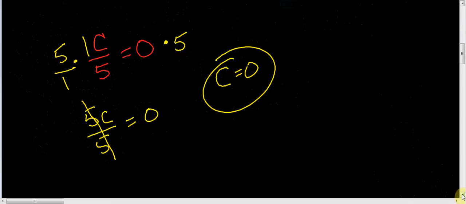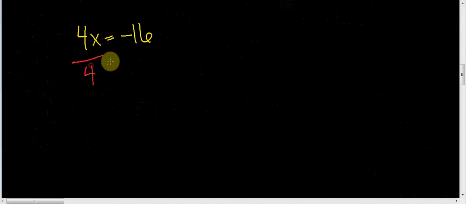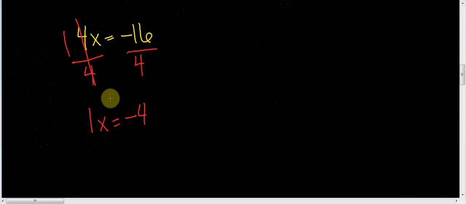Alright, so we're going to take a look at a couple problems now where I am dividing to solve the equation. So the first equation I want to look at is 4x is equal to negative 16. In this case, I'm multiplying 4 and my variable because they're smushed up next to each other. So I'm going to do the opposite of multiplying, which is dividing both sides by 4. 4 divided by 4 is 1. So I have 1x, which is equal to negative 16 divided by 4, which is negative 4.